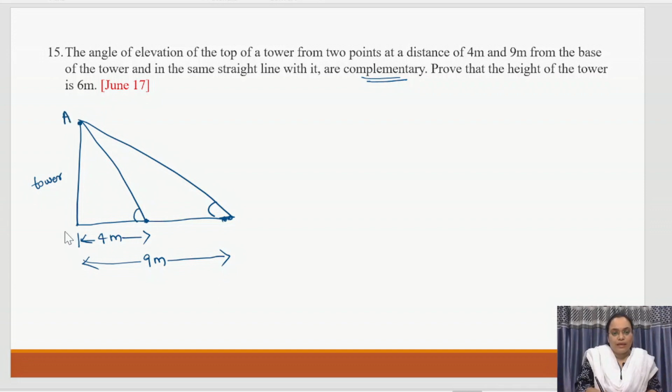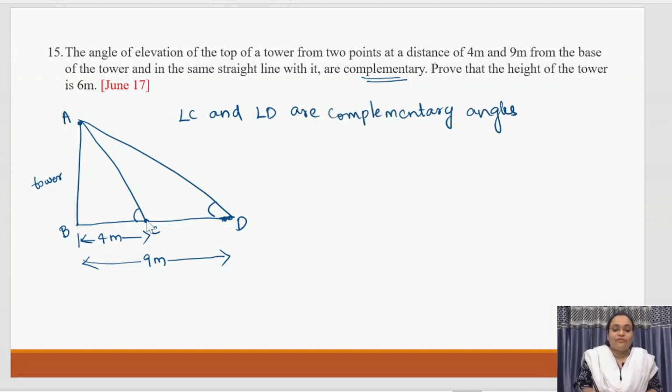Let us name them A, B, C and D. We can say that angle C and angle D are complementary angles. So if angle C is theta, angle D will be 90 minus theta. We need to prove that the height of the tower is 6 meters.